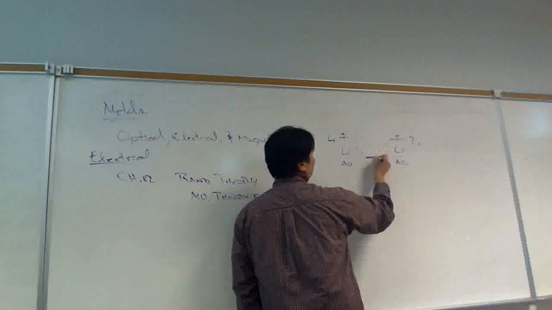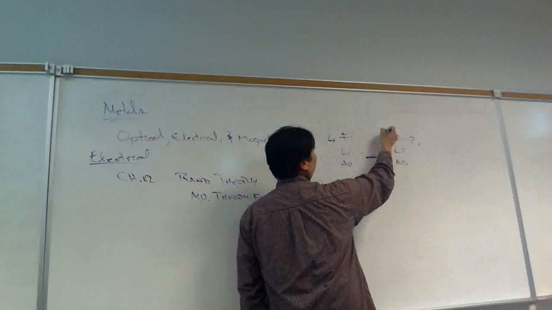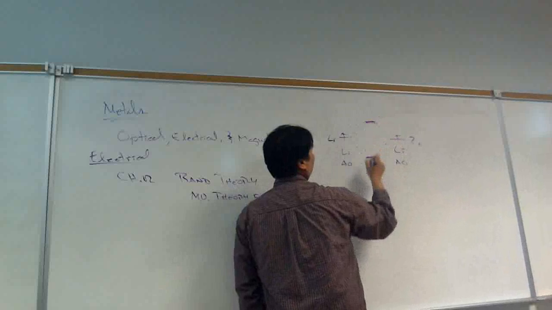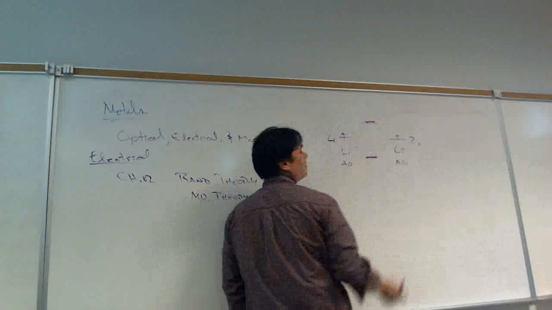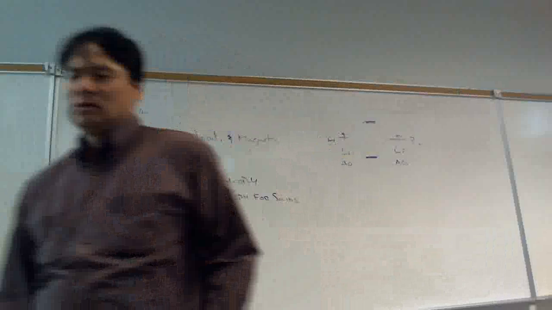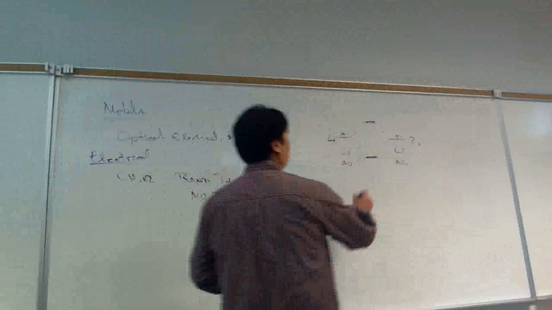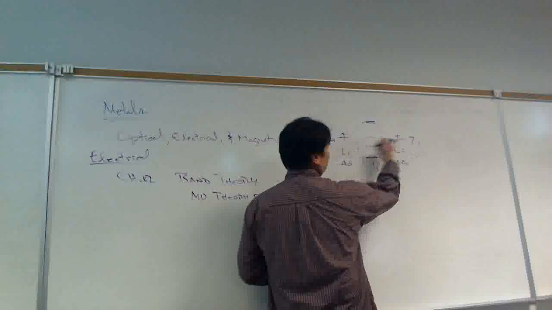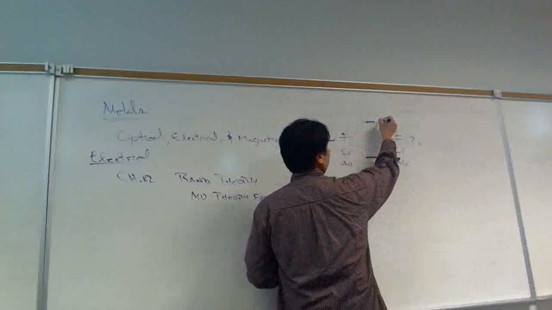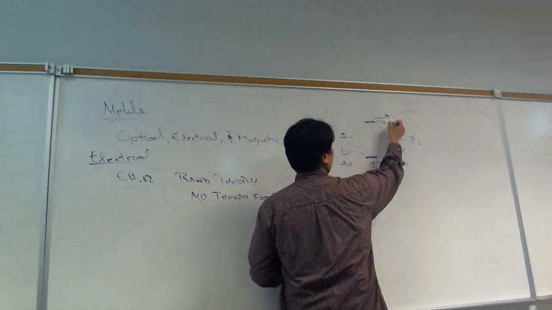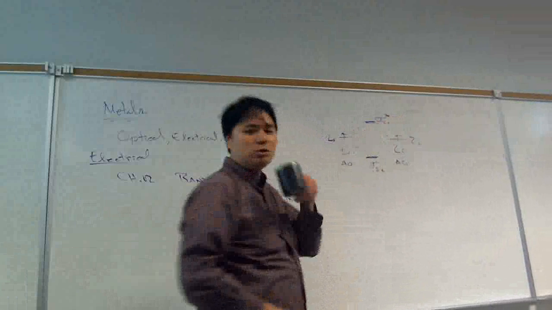Do you guys remember the way we name MOs? What would this kind of MO be? It's built from 2s orbitals. Sigma, yeah, it'd be a sigma orbital. This would be a sigma 2s because it's built from the 2s. This one would be a sigma star 2s. So we got the bonding and the anti-bonding. That's from 2 orbitals.